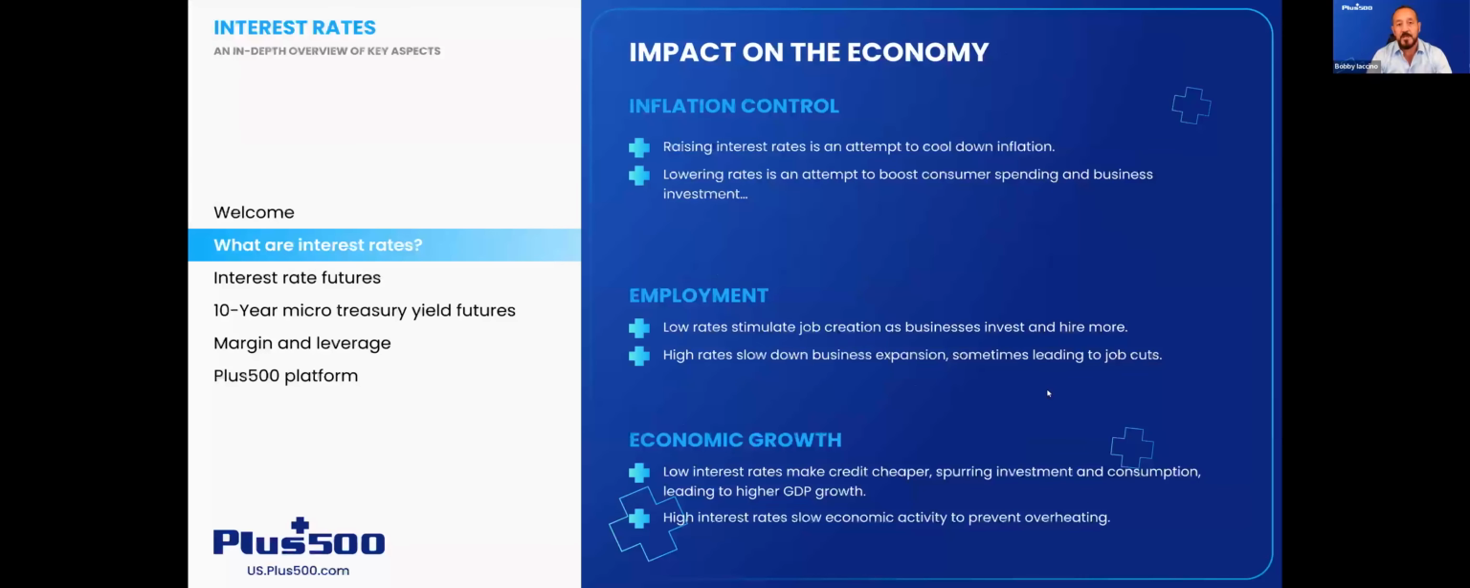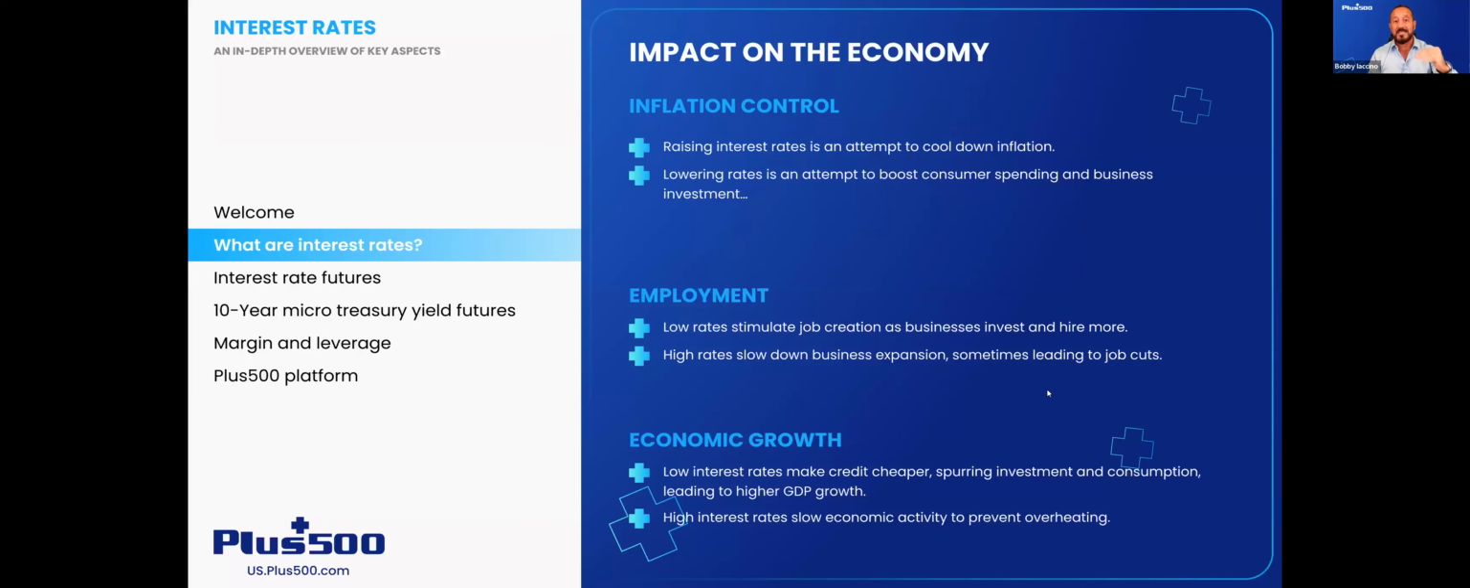When we talk about interest rates, we're talking about interest rates having an effect on the economy. Raising rates, that's the Fed raising rates, is an attempt to cool down inflation. Now, how does it do that? Well, if interest rates are higher for the banks to borrow, that means they lend to you at a higher interest rate. We've all seen this in the current housing market in the US.